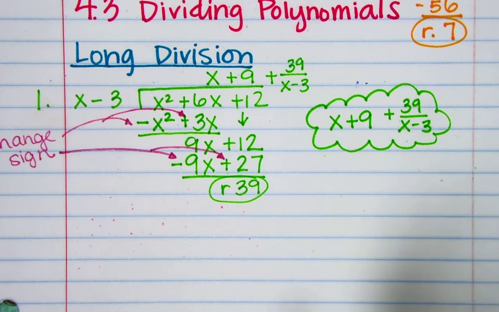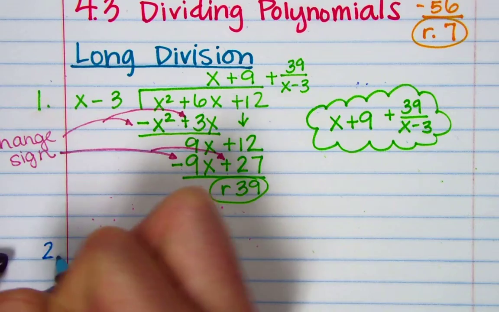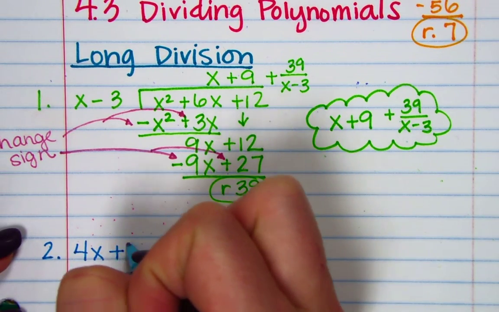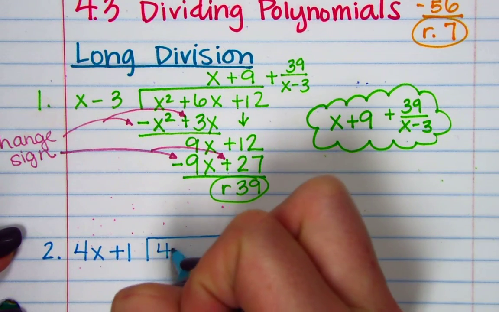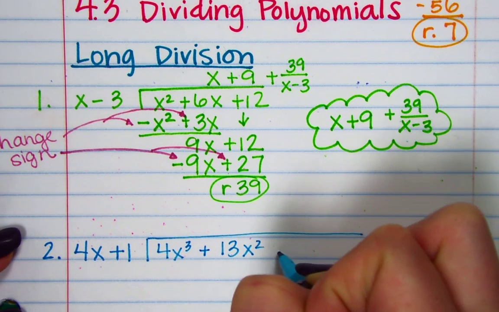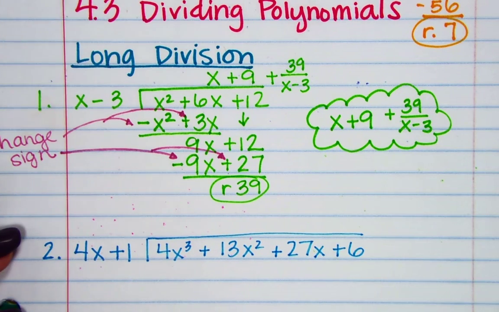Okay, we're going to do one more long division, okay? Then after that, I'm going to show you what I think is a shortcut that most of you will probably like better, just from my experience. Number 2, let's see, this time we're going to see how many times 4x plus 1 goes into 4x cubed plus 13x squared plus 27x plus 6.